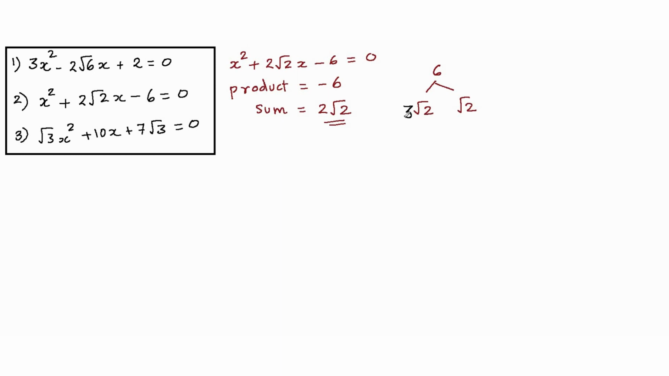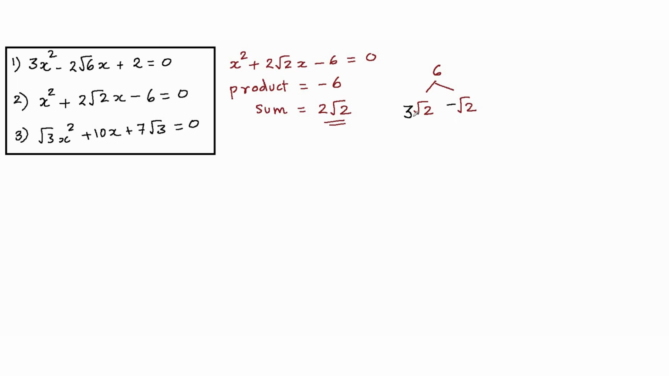And now let's think about the signs. So I want the product as negative, which means one of these two numbers should be negative. And I want a positive sum. Positive sum basically means the bigger number is positive and the smaller number is negative.